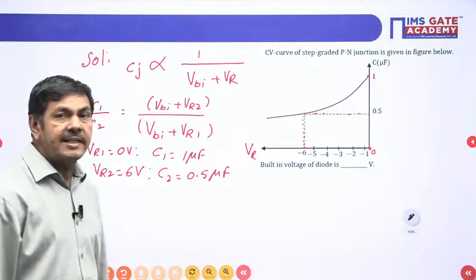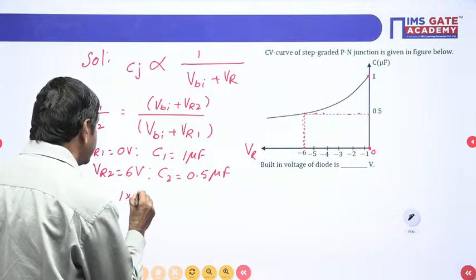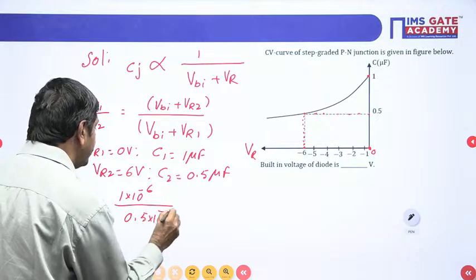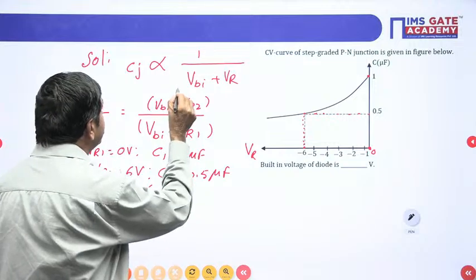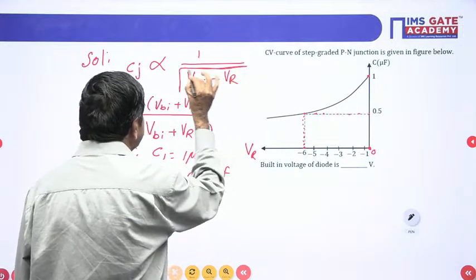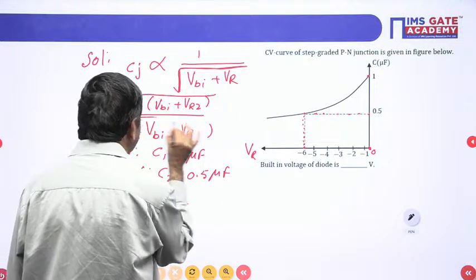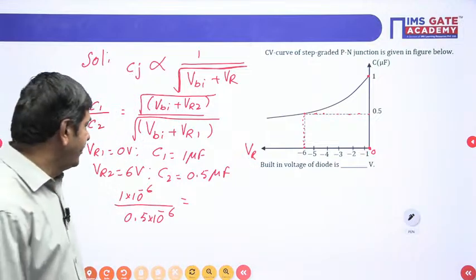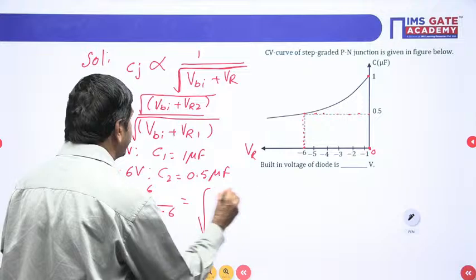Now I can substitute these values in the above equation. C1 is 1 microfarad divided by C2, which is 0.5 microfarad, equal to VBI, sorry, this is 1 by VBI, with root only possible. I made a mistake, please cross check this formula. You must take the root. If the root is not taken, you will lose the marks. Understand now. So it is VBI plus VR under a single root.